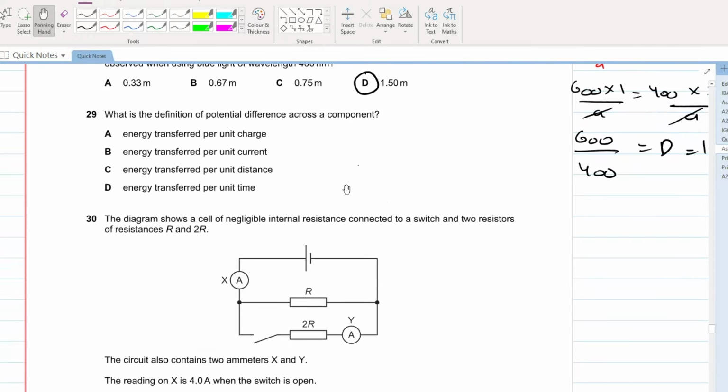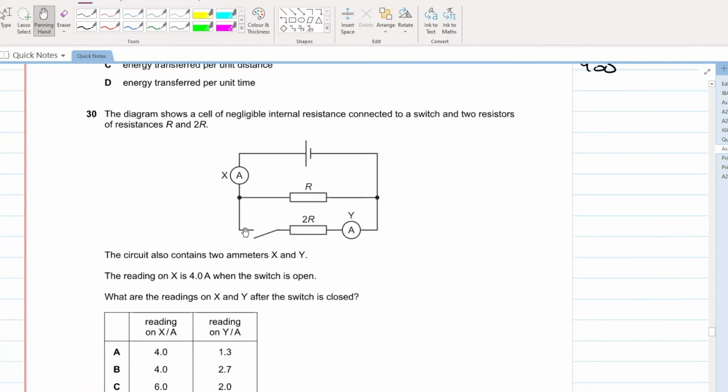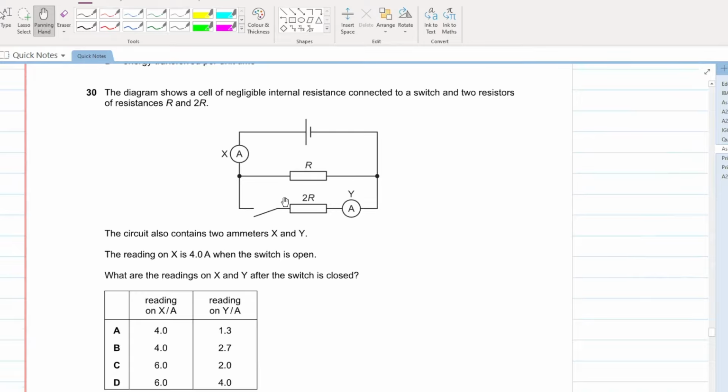What is the potential difference across a component? Energy transferred per unit charge. See, why does the examiner give easy questions? So that you can save up some time here. This will literally be done in 10 seconds, so that you can apply the other time on different questions.